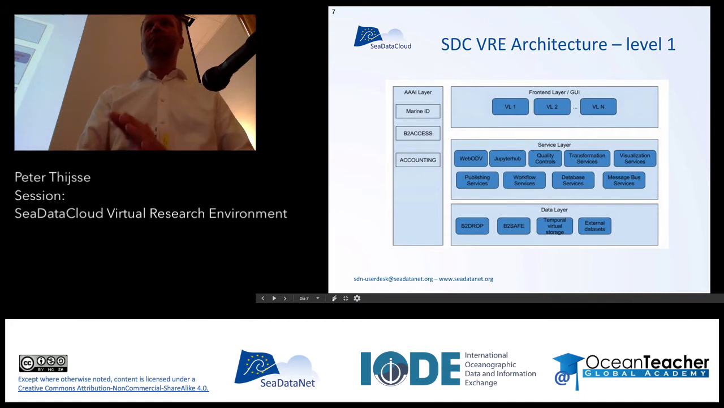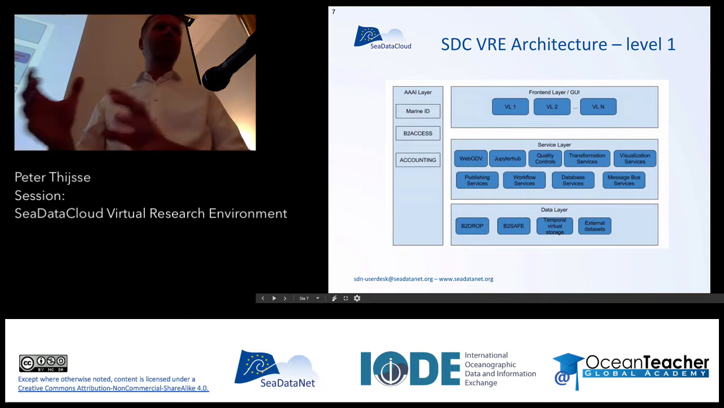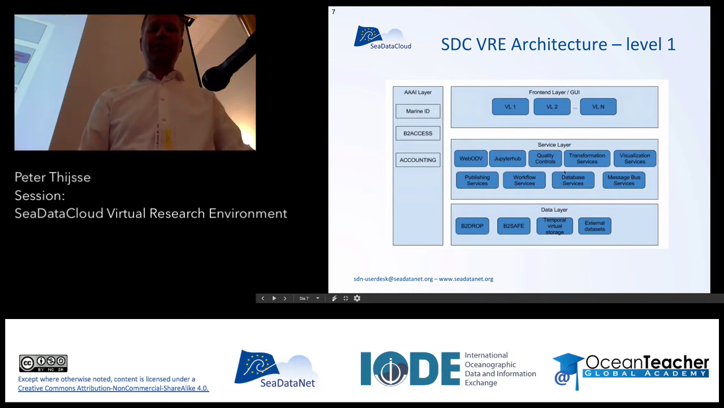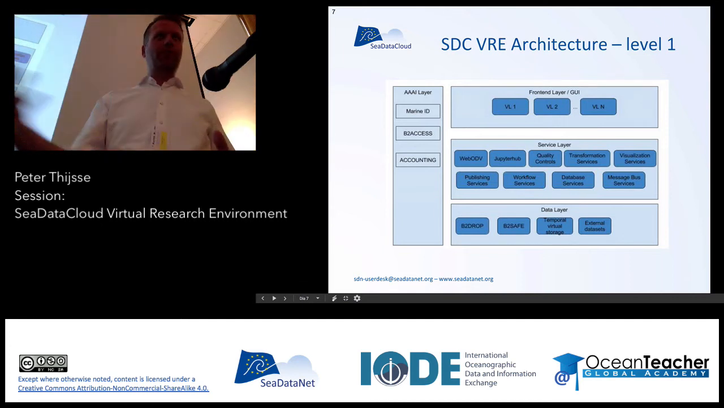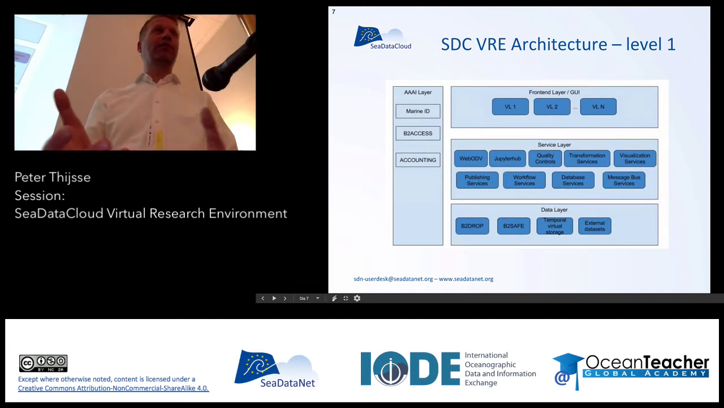let's say a cloud version of ODV with Jupyter Hub, supporting Diva, for example, with additional quality control and transformation services, all services on a service layer. And then at the bottom, we will have a data layer where you have your workspace that you can draw in data or have it already available for you to work with.